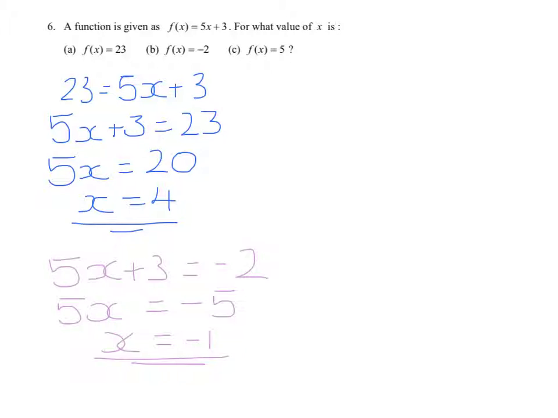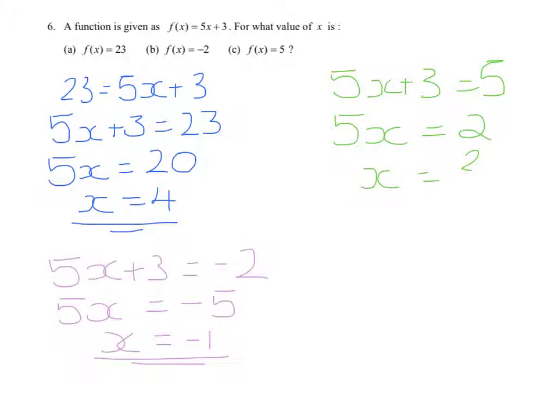And the third example, f of x is equal to 5. So 5x plus 3 is equal to 5. Again, I'm going to subtract 3 from both sides of the equation. Leaves me with 5x equal to 2. And again, I'm going to divide by 5. In this case, I don't get a nice whole number, but all I need to do is show that I've divided by 5. So 2 divided by 5 is 2/5, or 2 over 5.